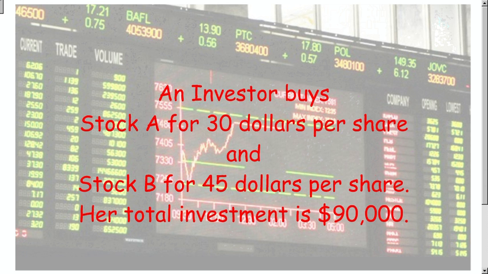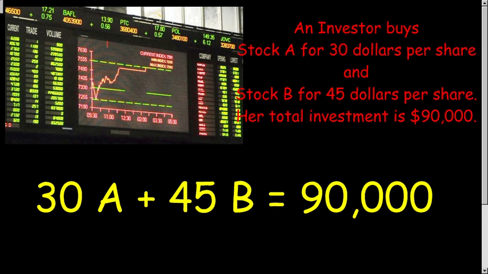You don't always have to use the x and a y. For the smaller part of stock B, each one of those stocks costs $45. So we're going to multiply $45 times every stock B that we bought. So algebraically, we'll just call it 45 times B. And the total investment was $90,000. So we should get 30A plus 45B equals $90,000.